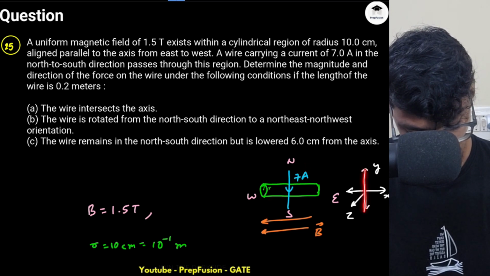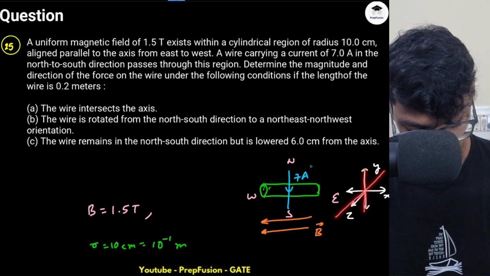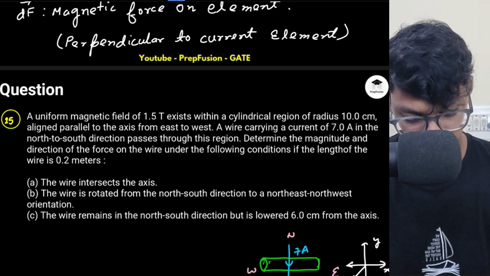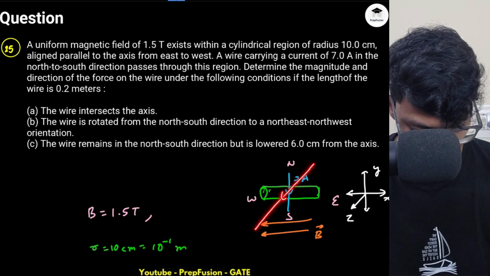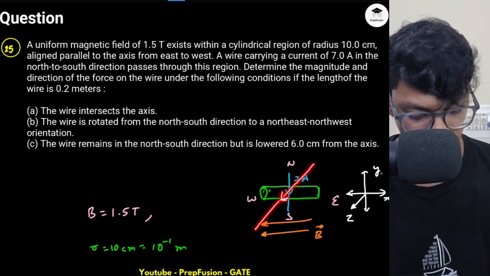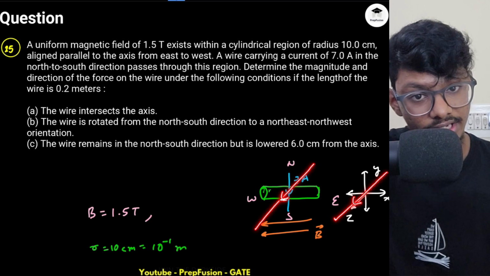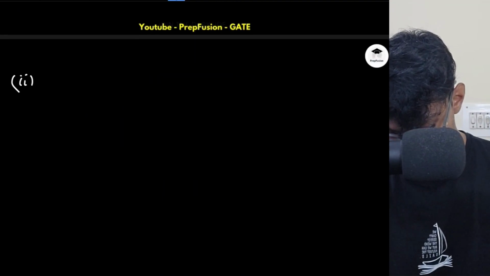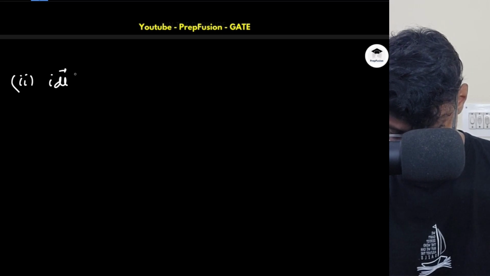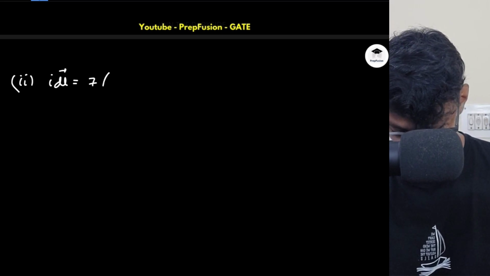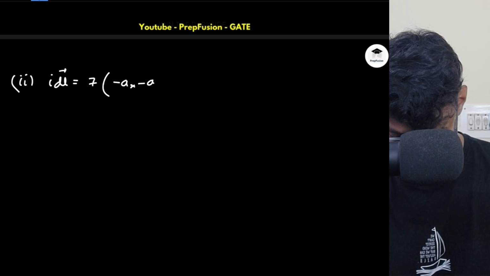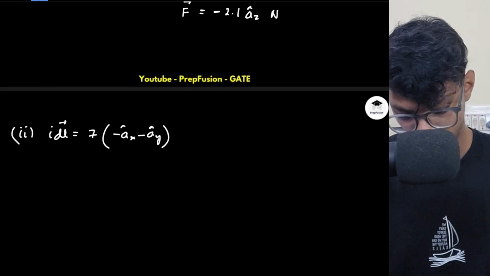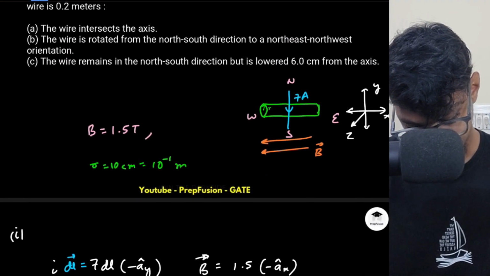Initially it was in this AY cap direction. Now it is at 45 degrees, in the same XY plane only. This direction is minus AX minus AY, because this direction is in the negative XY plane, right? So now the current element has a direction of 7 into minus AX minus AY cap. I hope you understand what northeast and northwest mean.